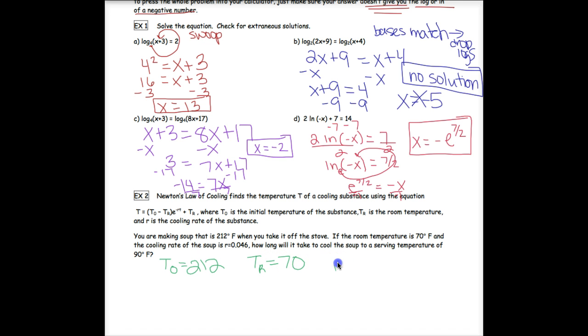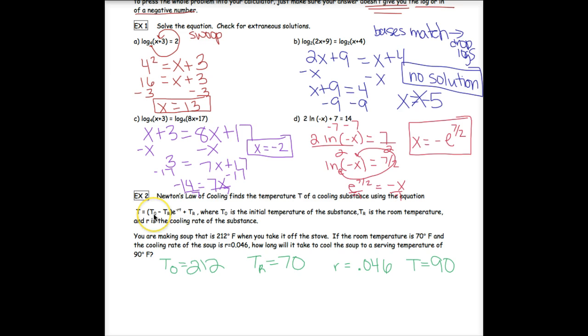So that one's pretty easy. We can just copy it how it is. That's my R. How long will it take to cool the soup to a serving temperature of 90 degrees Fahrenheit? So the temperature T, we want it to be 90 degrees. So the only thing we don't know here, if you look at our formula, we want T to be 90.